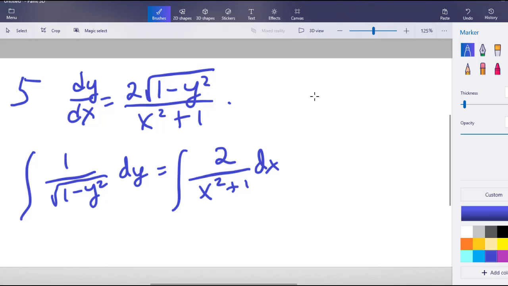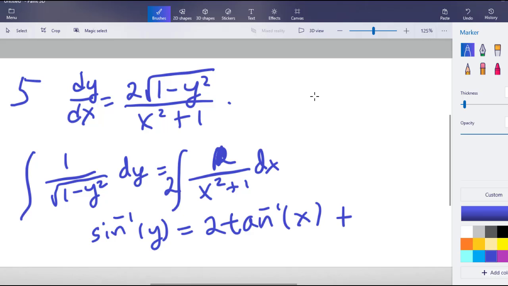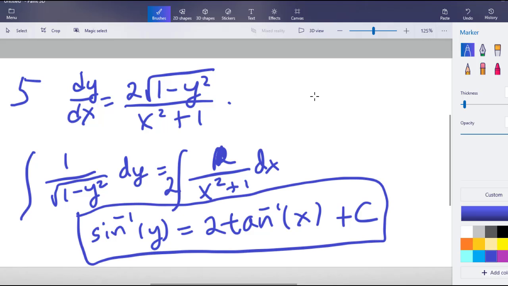I want you to be able to recognize both of these integrals. On the left, this is an integral I asked you to remember. This one gives you arc sine of y. On the right-hand side, this 2 can come out of the integral and we can replace it with 1. You should recognize this as the one I asked you to remember. That's arctangent of x plus c. And that is the solution to the differential equation.